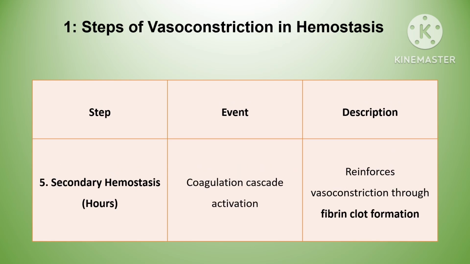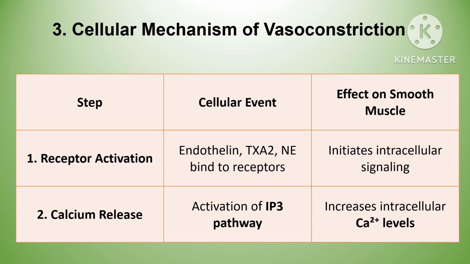Over time, secondary hemostasis begins, where the coagulation cascade forms a stable fibrin clot, reinforcing the platelet plug. Vascular smooth muscle surrounding the blood vessel is responsible for vasoconstriction. Here is what happens inside these cells.